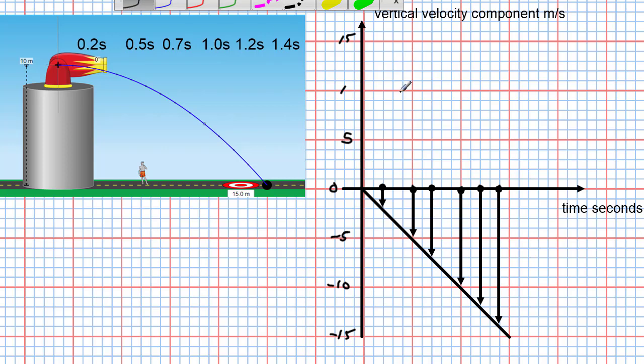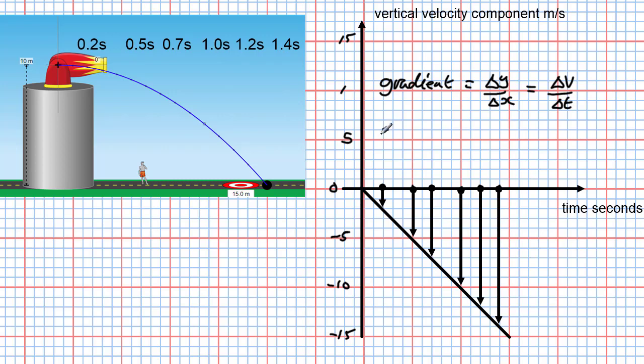So let's start off by putting down how we find the gradient of a straight line. The gradient is going to be equal to the change in the y coordinates divided by the change in the x coordinates. Now we'll match that up with our graph here. The change in the y coordinate corresponds to a change in the velocity, so that has to become delta v. And the change in the x coordinate, well, that's got to be change in time, delta t. So the gradient of that graph is going to be equal to the acceleration, on a velocity time graph, which is simply equal to delta v over delta t.